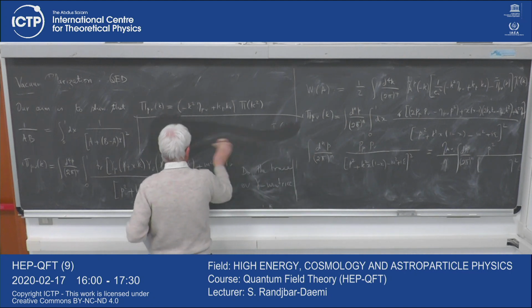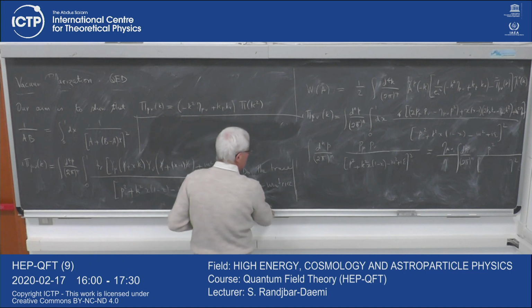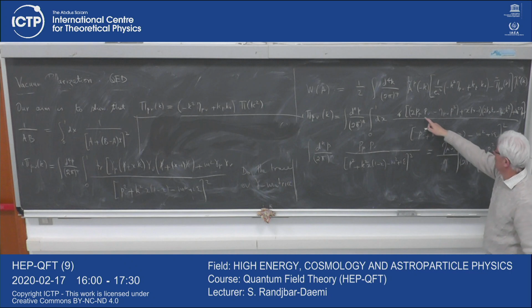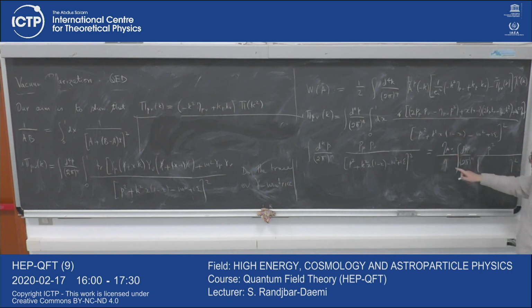So, now putting this back here, these two terms will be like each other, except that in front of this there will be a factor of 1 over n. Both of them are proportional to eta mu nu times p squared, and the denominator is the same for both of them. Therefore, the only integral we will need to evaluate will be p squared divided by this denominator. That's the only thing we need to evaluate.